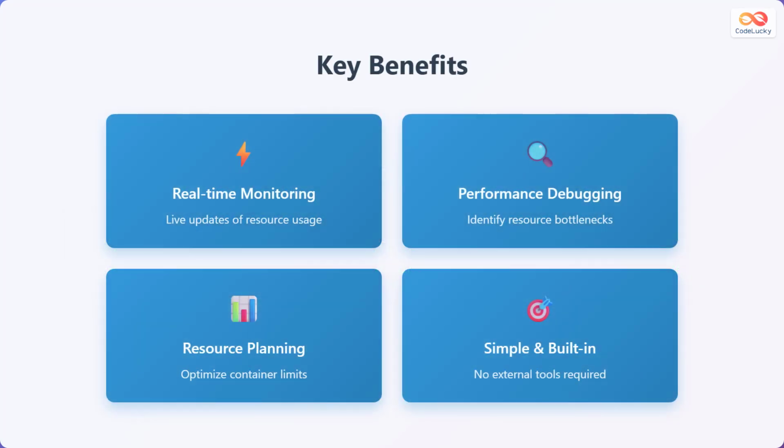The docker stats command offers several key benefits. It provides real-time monitoring with live updates of resource usage. It is useful for performance debugging, helping you identify resource bottlenecks. It aids in resource planning, enabling you to optimize container limits. And it is simple and built-in, requiring no external tools.